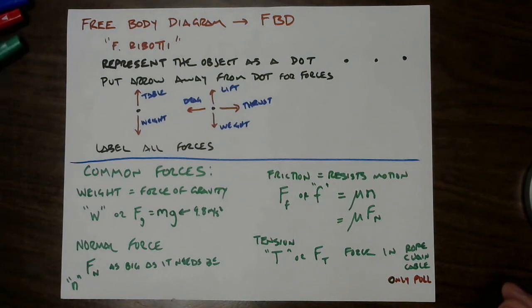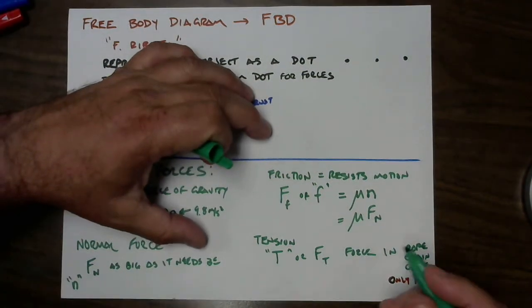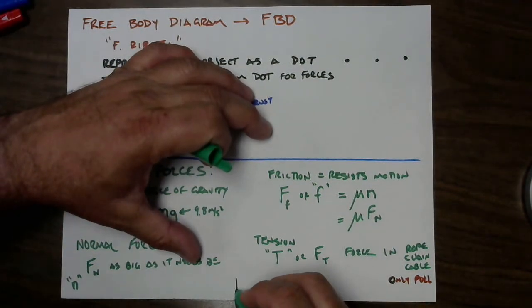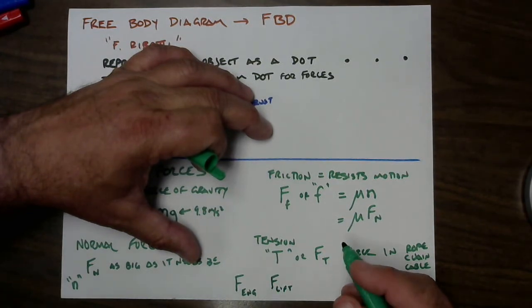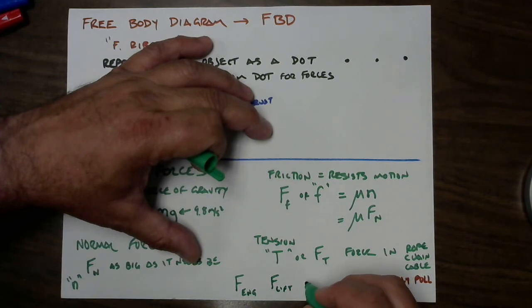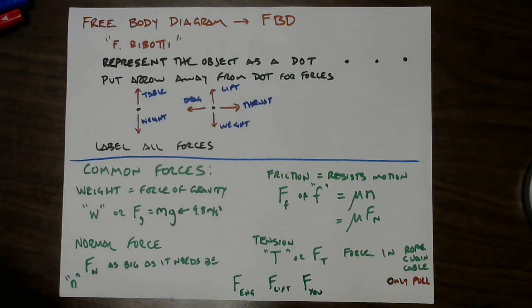Finally, if you have any other force, you can give it its own symbol. So if you had a force from an engine, let's say, that was somehow driving a car forward, you could say capital F ENG. If you had a force, we had lift before from the wings, and if you were exerting force, we could have FU. I think that's pretty funny.